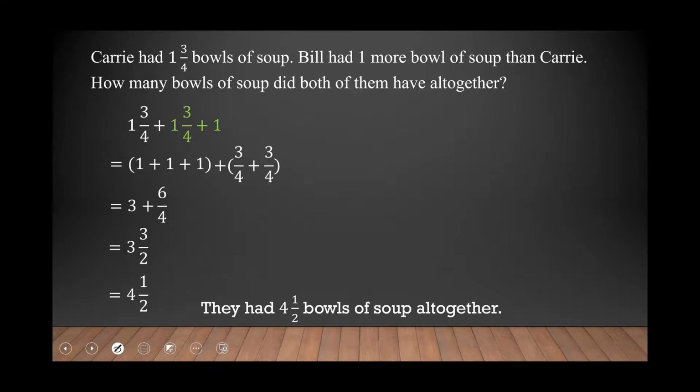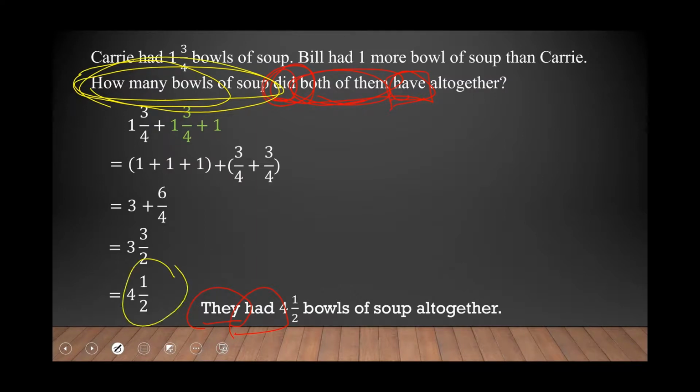So again, let's look at the question. Did both of them have? Both of them, we change it into subject, which is they. Had. Did have, because of the did, we need to change this into past tense. So they had. How many bowls of soup? That's the answer that we need. So we put the answer, bowls of soup. And last but not least, altogether.